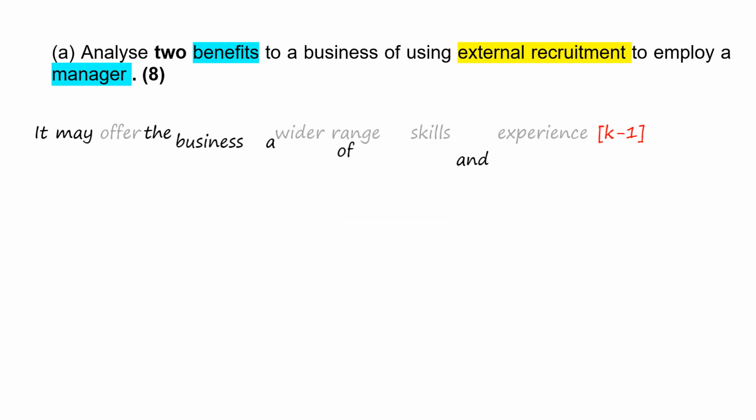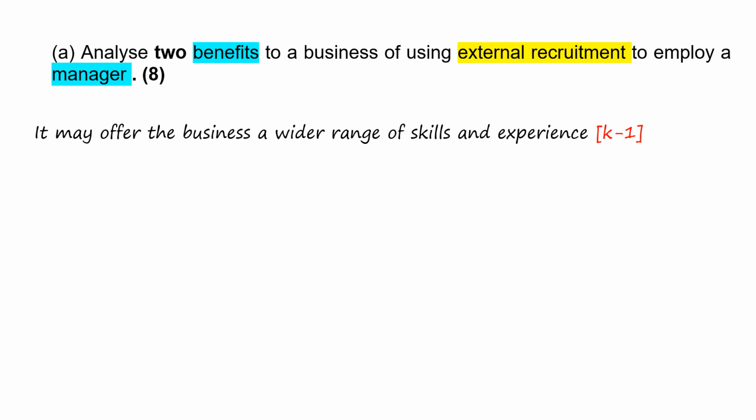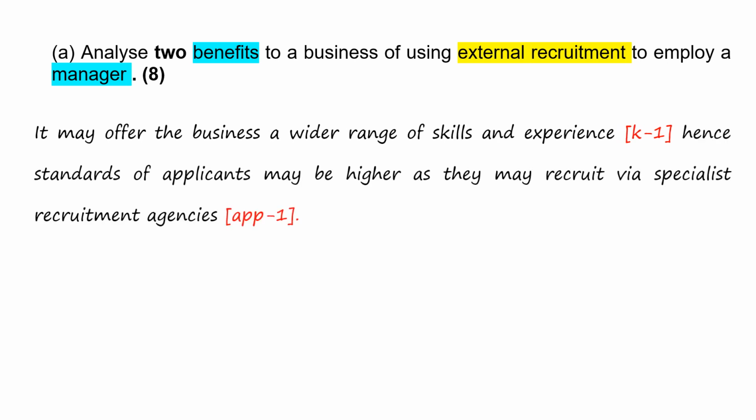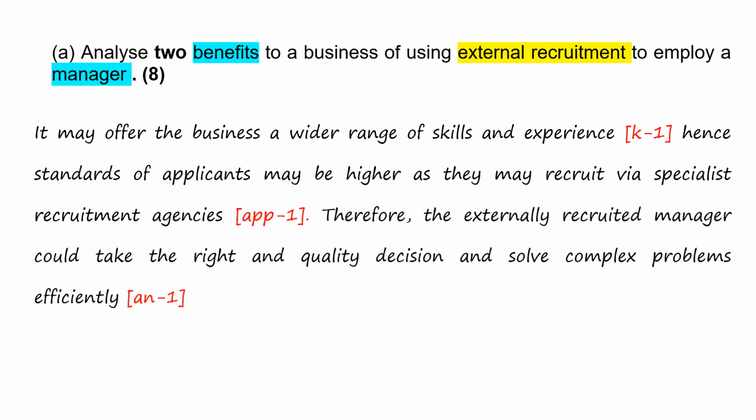The second one, it may offer the business a wider range of skills and experience. When we are recruiting externally, see what will happen? Say benefit, say it may offer the business a wider range of skills. Wider range of skills and experience is knowledge. Hence, standards of applicants may be higher because we are getting external, more qualified employees. Maybe higher as they may recruit via specialist recruitment agencies. For the 2 marks analysis, sorry.